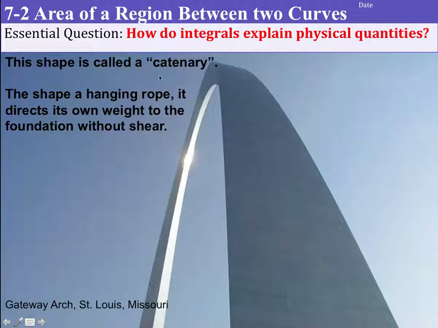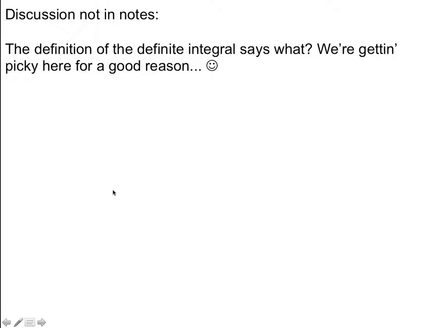And a catenary is not quite as pointy as a parabola is at the vertex. It's a little flatter and a little wider. So this is just a quick discussion here. It's not in your notes.